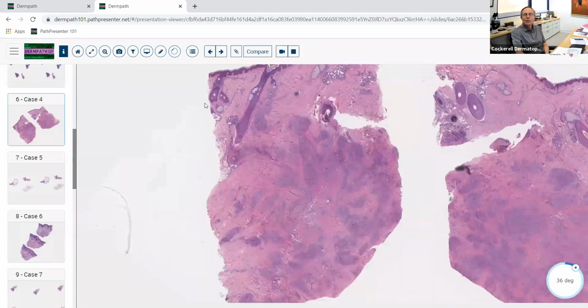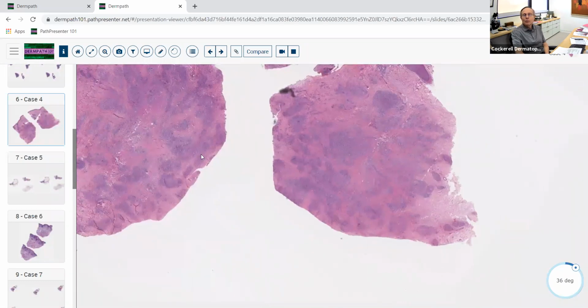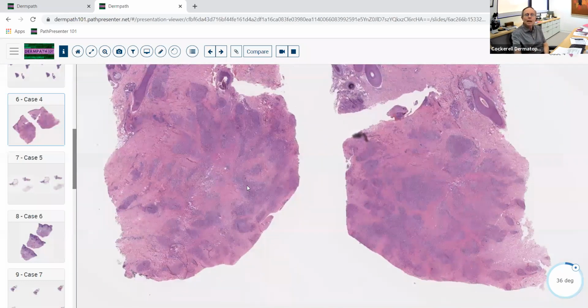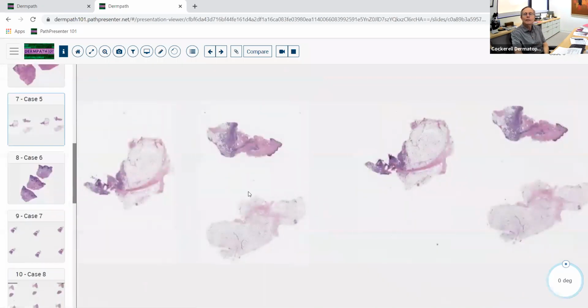And notice that the pattern doesn't have those nice tight sarcoidal granulomatous patterns. It's got kind of a mixed pattern with some large histiocytes, epithelioid histiocytes, and even some neutrophils in some areas.